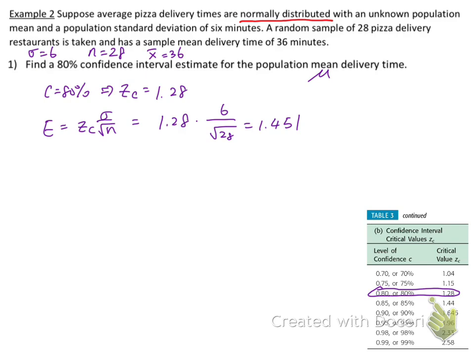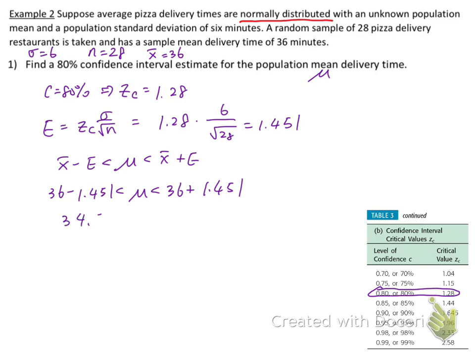Then I copy the formula above it, which is the formula for the confidence interval. X bar minus E is less than mu less than X bar plus E. Then my x bar is 36, taking away 1.451 and plus 1.451. They are 34.549 and 37.451 with my mu sitting in the middle. And that is the 80% confidence interval for mu.